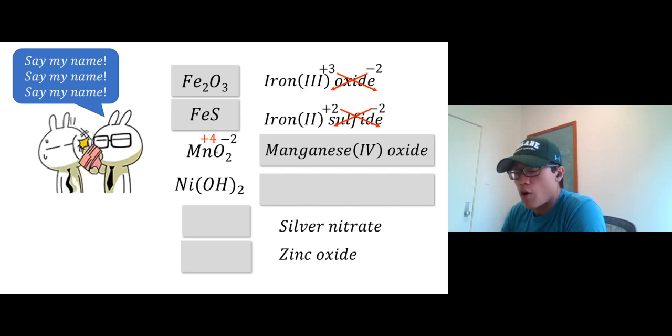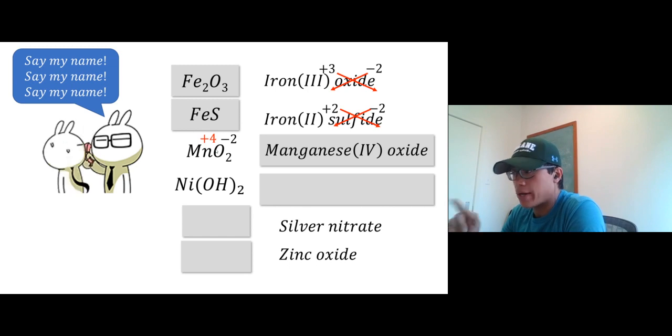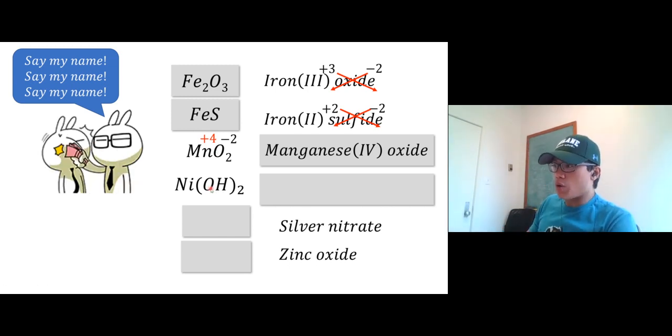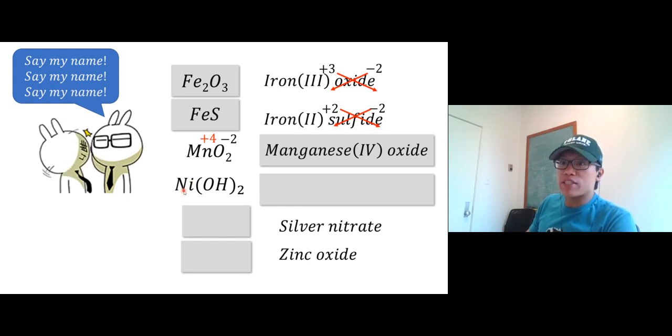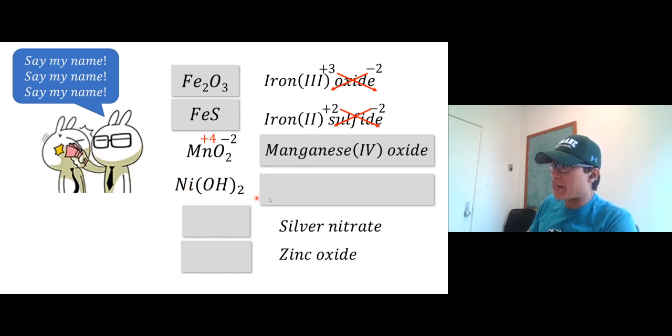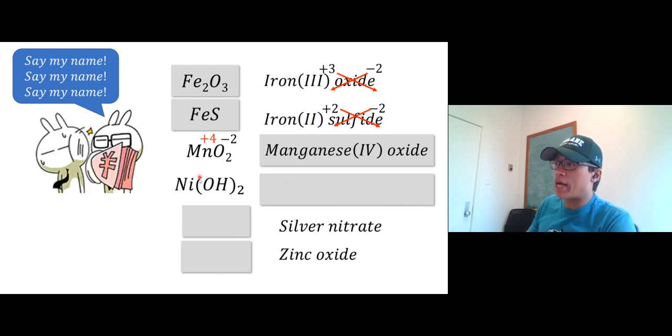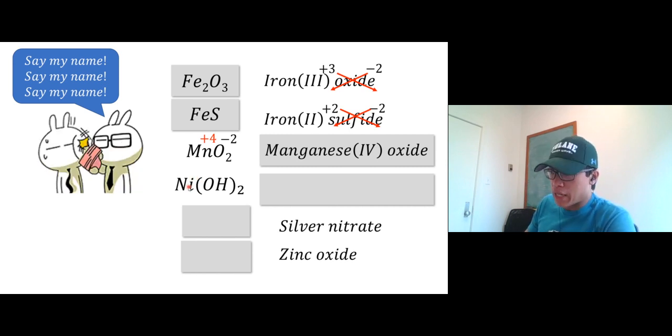If you want to try one more time before we go further, pause the video and guess nickel hydroxide here. Okay, all right. Nickel is one of the transition metals. So when you write the name, you're going to need the Roman number here. So we have to find the oxidation number of nickel.